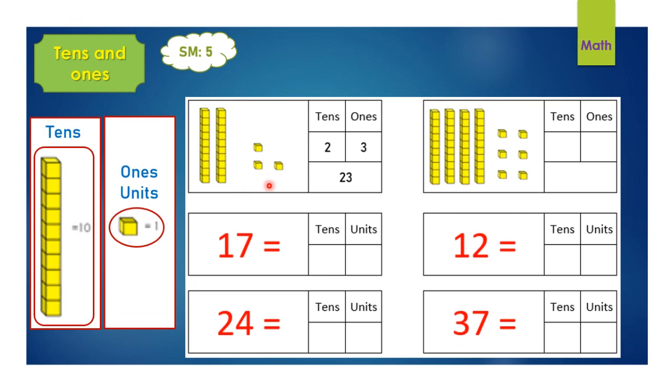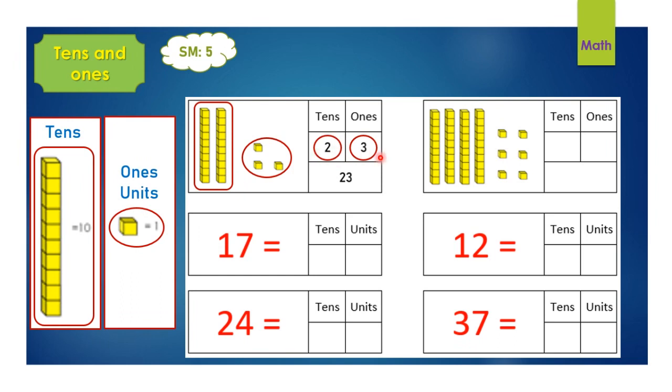Now, here, can you tell me how many small units, or small ones, here? Let's count. 1, 2, 3. So here we have 3 ones. But what about the big tens here? How many tens? 1, 2. We have 1 ten, 2 tens. So here I have 2 tens.